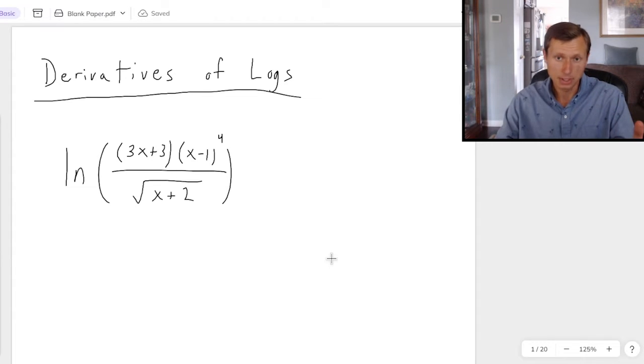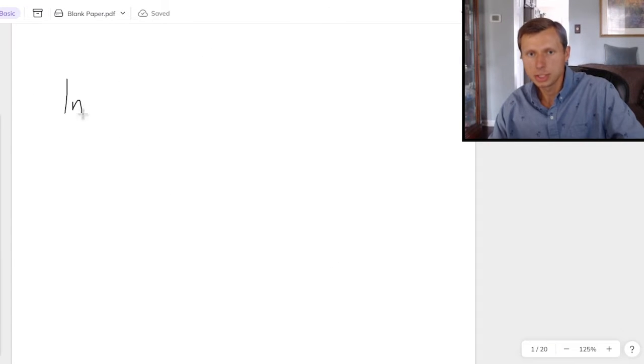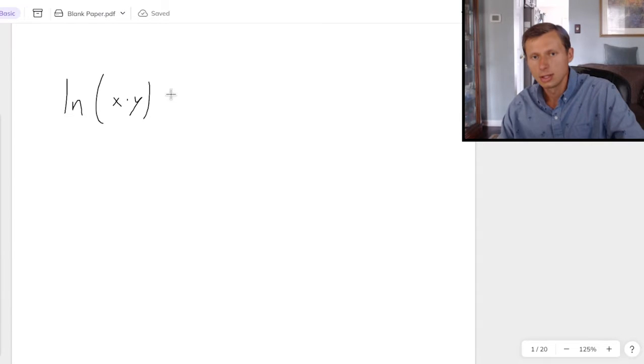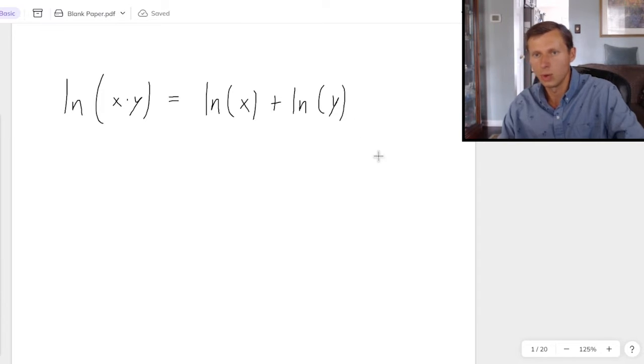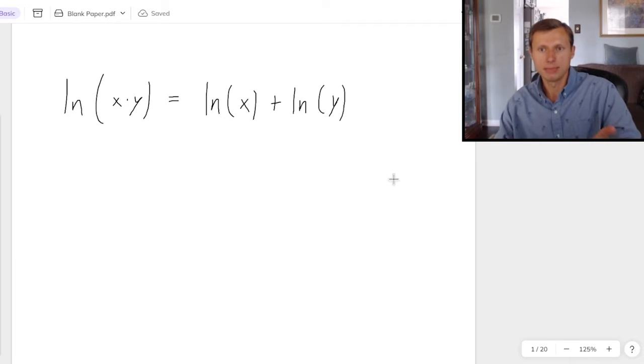So real quick, going over those three properties again, we have the multiplication property, which says that if you have the natural log of x times y, where x and y can be anything, then you can break this up and write it as the natural log of x plus the natural log of y. The parentheses are optional here, you don't need them, but I think you see the bigger picture is I just turned one logarithm into two.